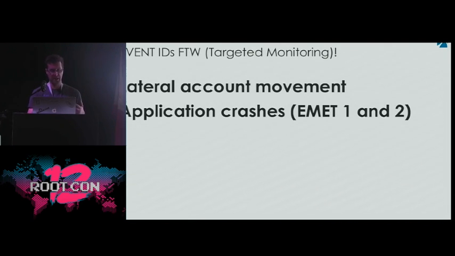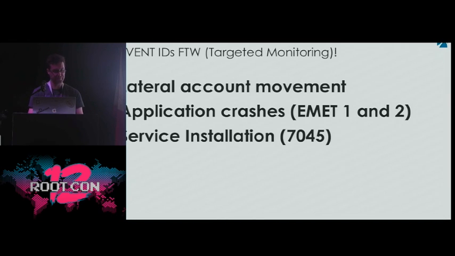Lateral account movement is another thing that we look for. If somebody's signing in interactively to another box, you can monitor that and then flag on that. Application crashes, if you're not using Windows 10, you've got something like EMET, you can look for those things. If somebody's run a Flash exploit or crashed IE, you can actually trigger an event on that, and that can get pushed off to your SIEM, and you can look for that. So that's really important. Service installation, so again, if you're using something like PsExec, which I would recommend, that will create a service, and you can flag on that.